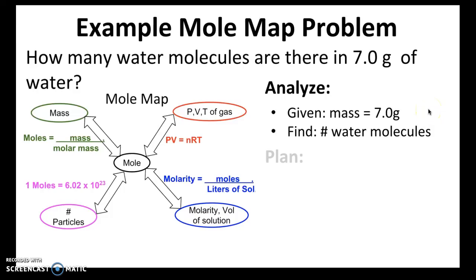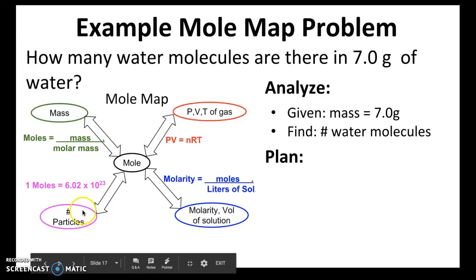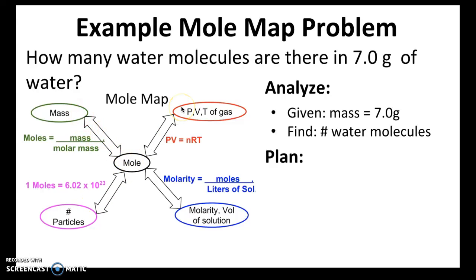The next step is to plan. We're going to plan by mapping out what we're going to do. So I have my handy dandy mole map here. I'm starting with mass, so I'm over here on mass. And from there, I want to go to number of particles. So I'm going to travel along this route to moles, and then from moles to number of particles. So my plan is going to be from mass to moles and moles to number of particles. And that's written here.